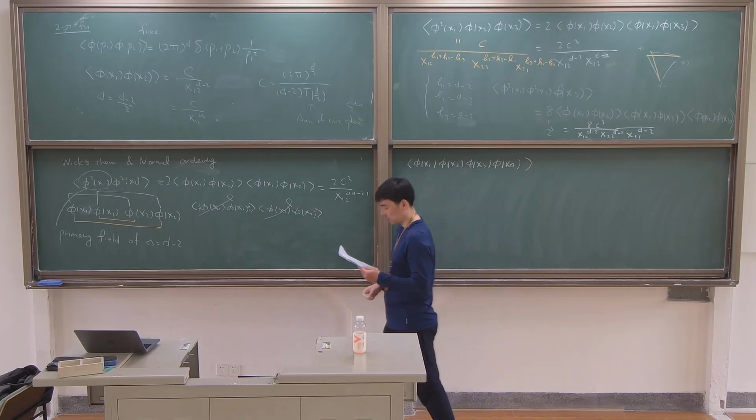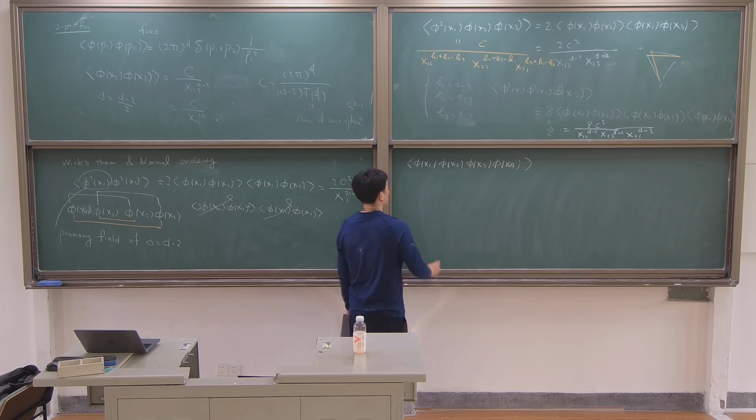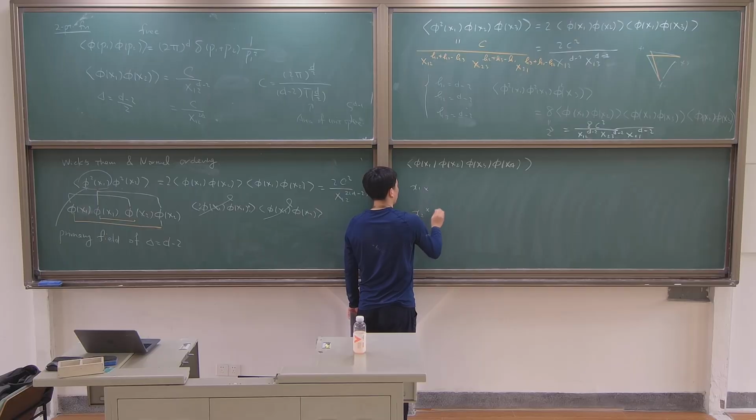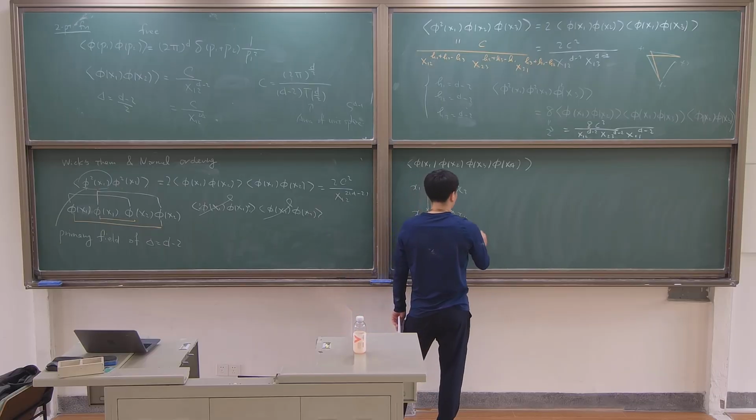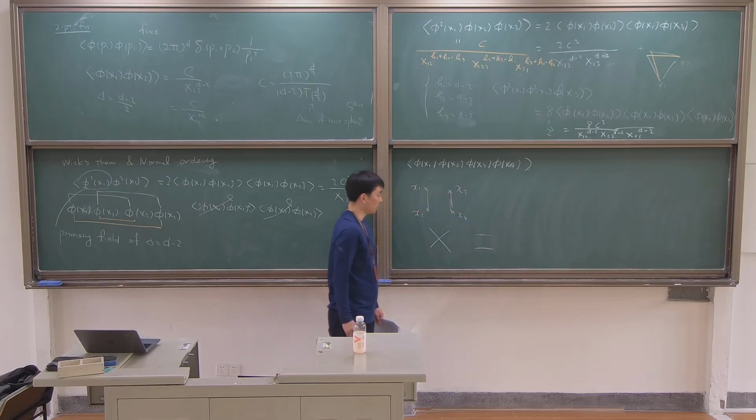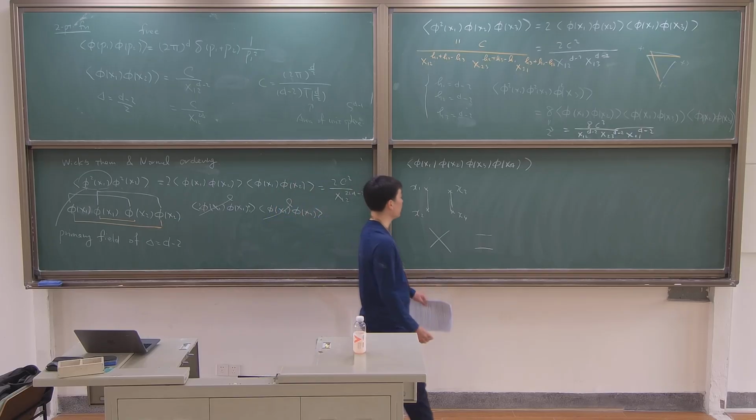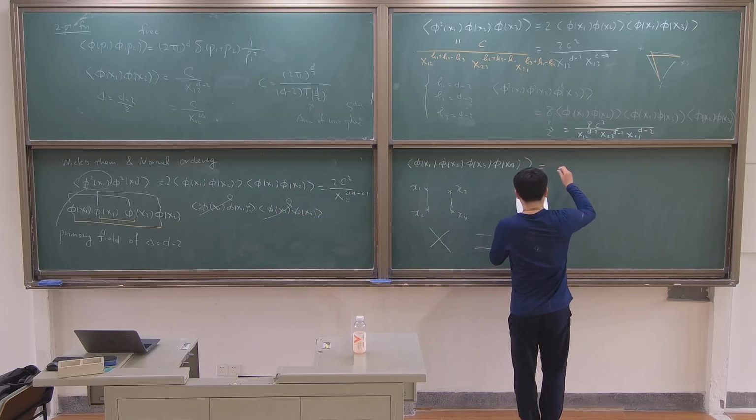The 4-point function one can also consider. This one is also pretty easy. You just have x1, x2, x3, x4. And then how do you pair? Either this one, or this one, or this one, depending on how you do it. And one can just obtain it as follows.